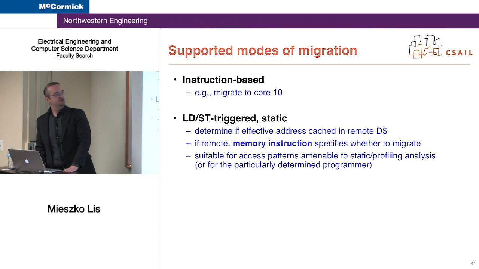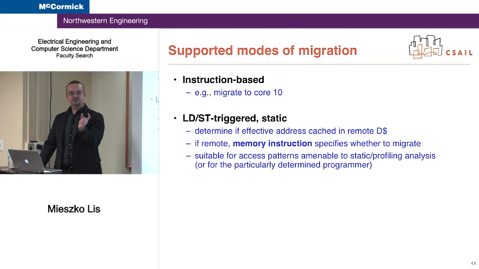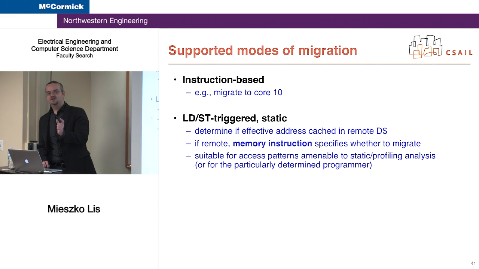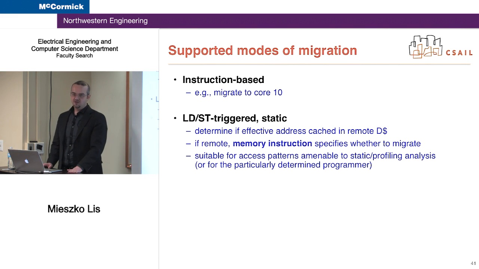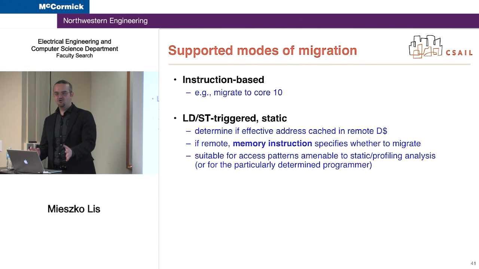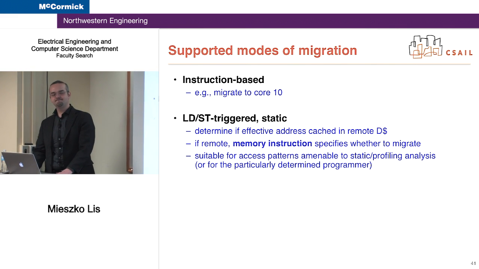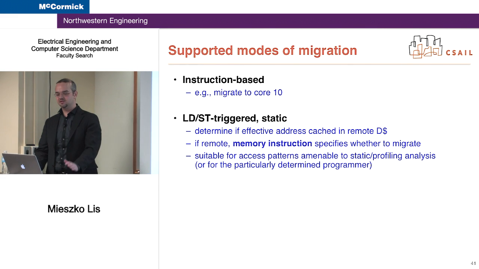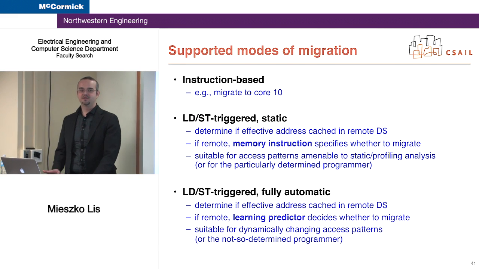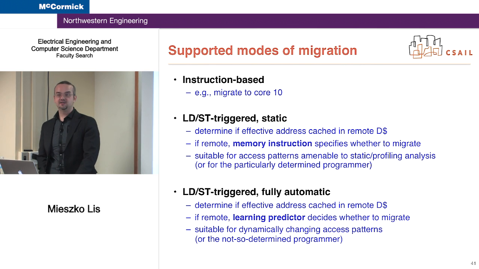Another way we can do this is triggered by memory operations, that is to say loads or stores. You look at the address that you're trying to load or store, and you decide which core can cache this address. And then the memory instruction itself specifies whether you should do a remote access or migrate. This is great if you have a very predictable program, or a particularly determined coder who is willing to put a lot of extra effort into optimizing it. But let's face it, we're lazy, so we also have a way to do this automatically entirely in hardware.